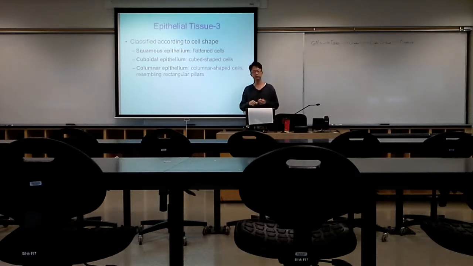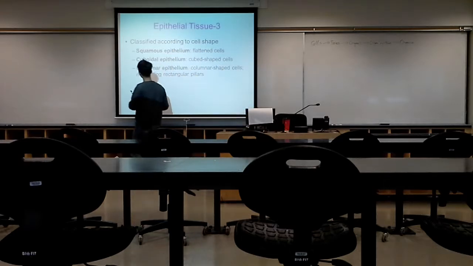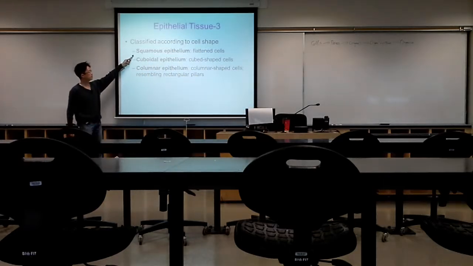So when we classify epithelial tissue, we can classify them according to the shape of the cells. Squamous epithelium, squamous meaning that they are flattened. Cuboidal meaning that they are cube-shaped. Columnar meaning that they are like a rectangular pillar. That's why we call it columnar. It's like a column.